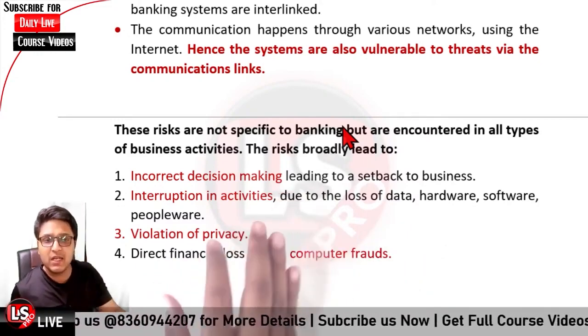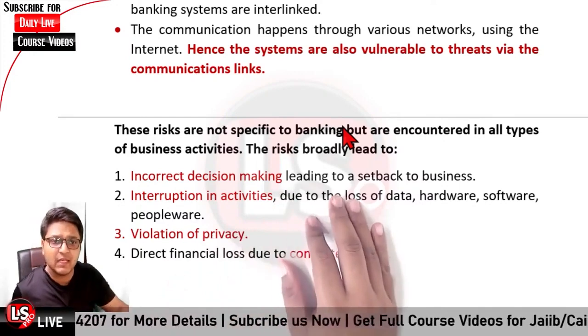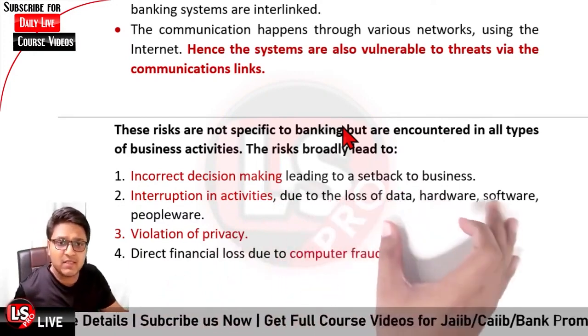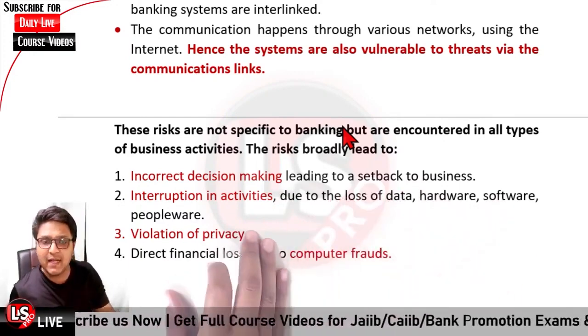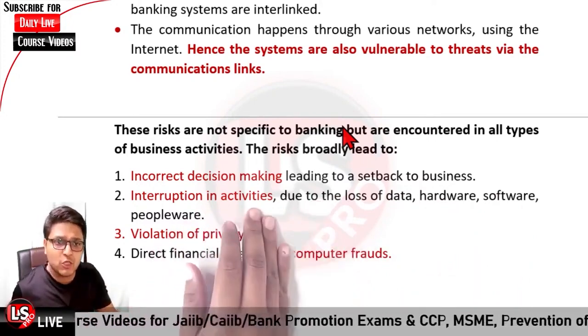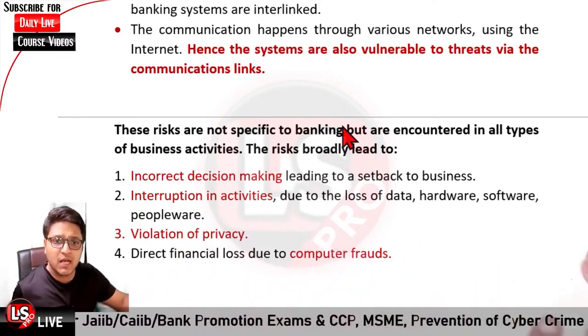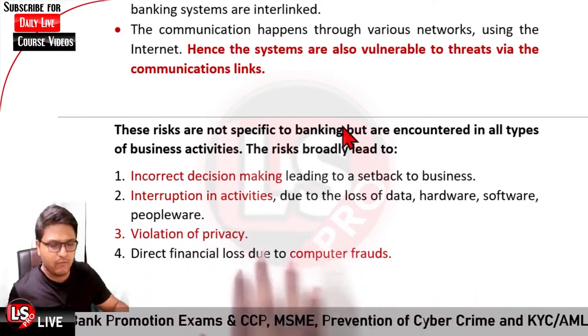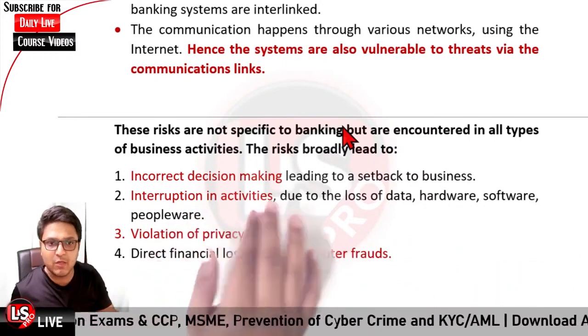If there is some incorrect decision making, that would basically lead to a setback to the business, and ultimately it could be the reason that some system is affected, some hardware is impacted. That could cause interruption to the activities. There could be loss of data, hardware, software, or peopleware, and we will be learning the concept of peopleware.